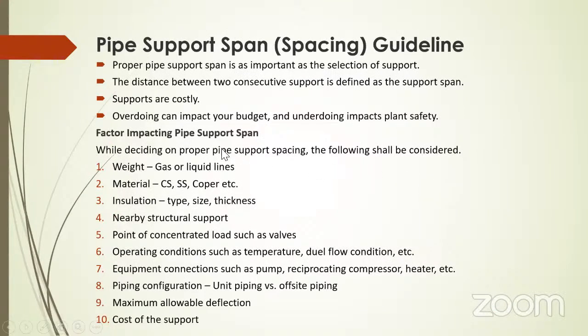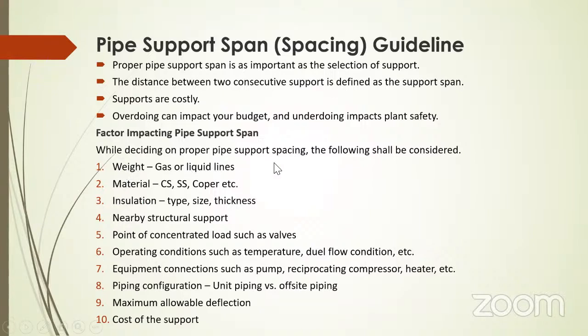And then pipe support span. So where we have to give the pipe support. What are the factors? Pipe support span means nothing but the distance between the supports. Overdoing can impact your budget and underdoing can impact your plant safety. This is the main thing, because if we keep on frequently giving the support, it may cost you budget, time wise and cost wise, and the underdoing also impacts the pipeline and plant safety.